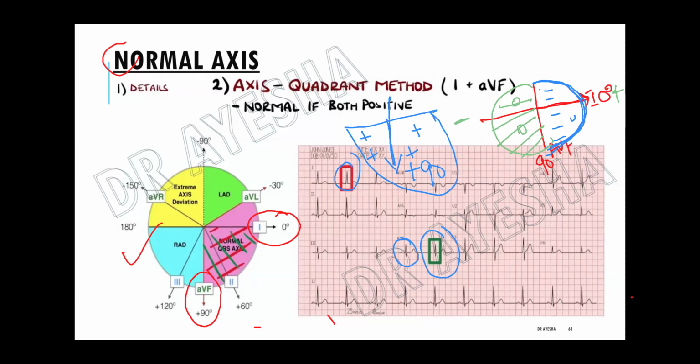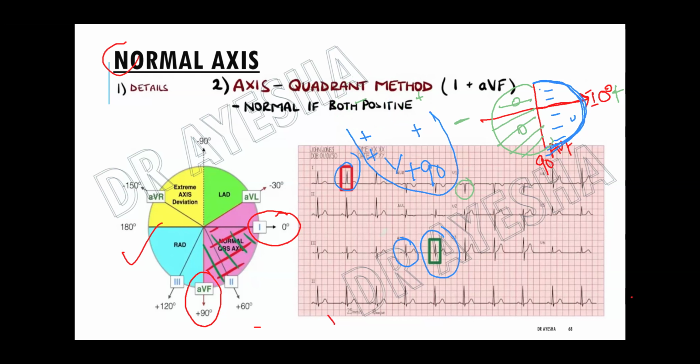If in the AVF you have a negative deflection like a V1, that means current is in the upward direction. Could be here, here, here, here, in the upward direction. Okay, so we just got the idea. Now we have to combine it, and we see where these intersect.